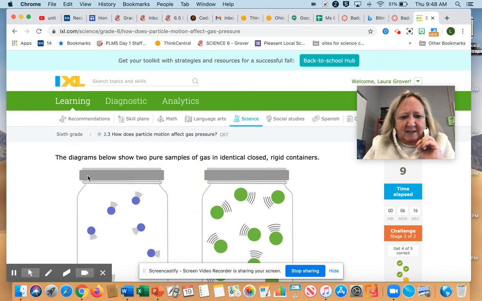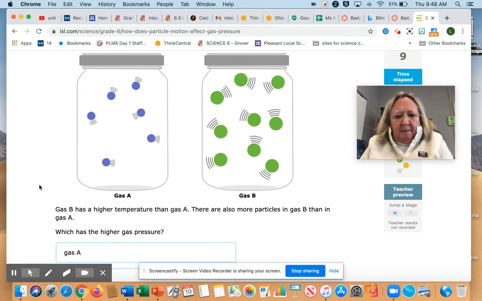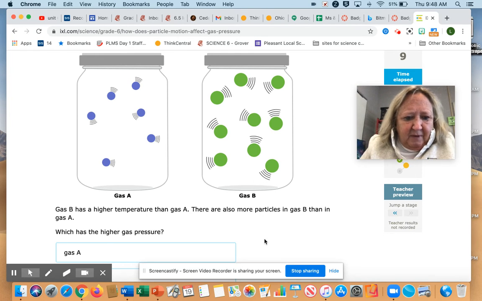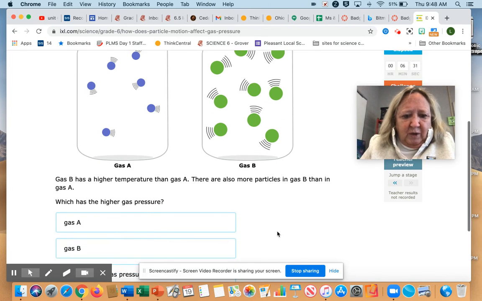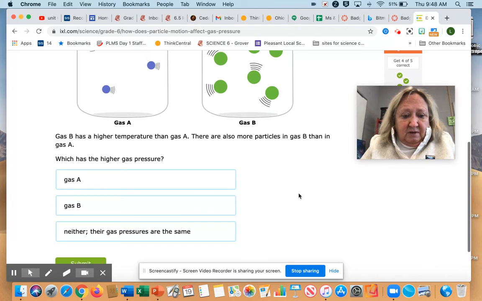All right. Okay. Again, same container story. B has a higher temperature than A, and there are more particles in B than in A. So, which one has the higher pressure? More particles in B, higher temperature in B. So let's go with B.